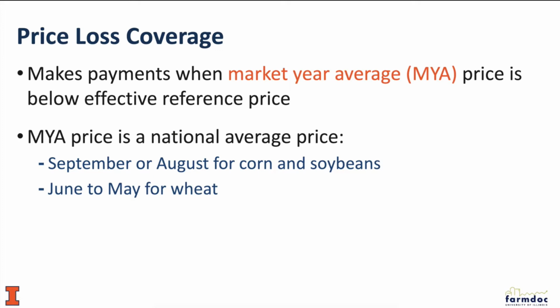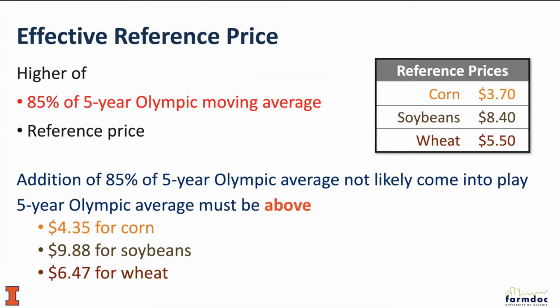But whenever that market year average price is below the fixed reference price that's written into the statute, and there you see it on the right-hand side of the screen. For corn, it's 370. Soybeans, it's 840. Wheat, it's 550. Whenever the market year average price is below that number, you kick out the deficiency payment that uses the difference between the market year average price and that reference price.